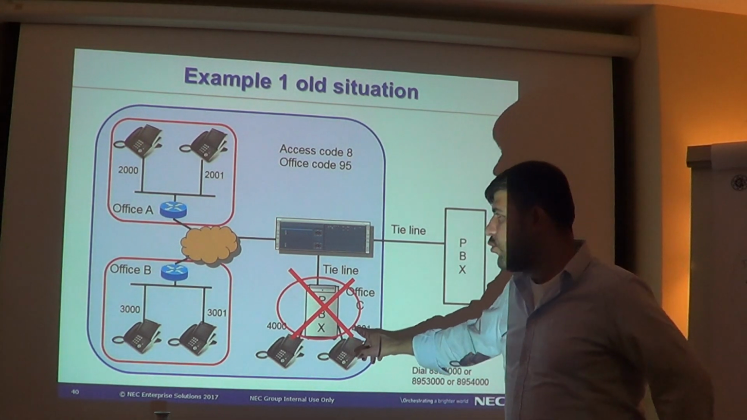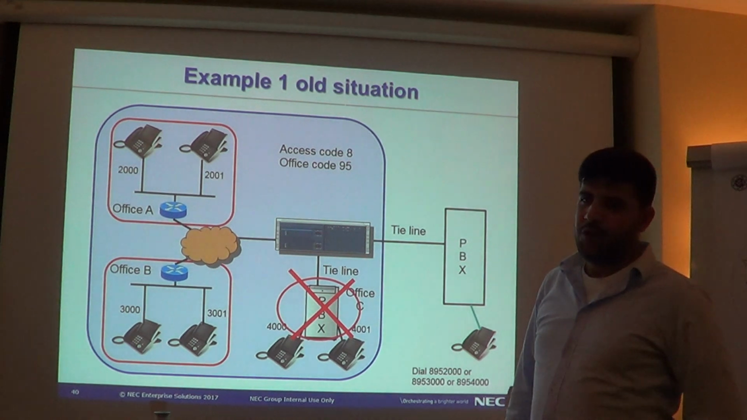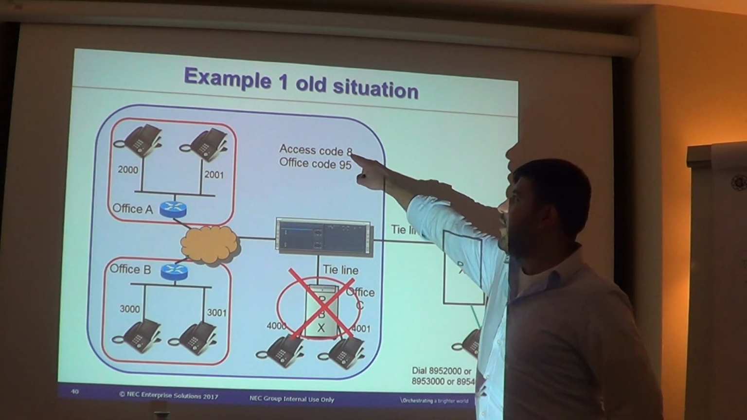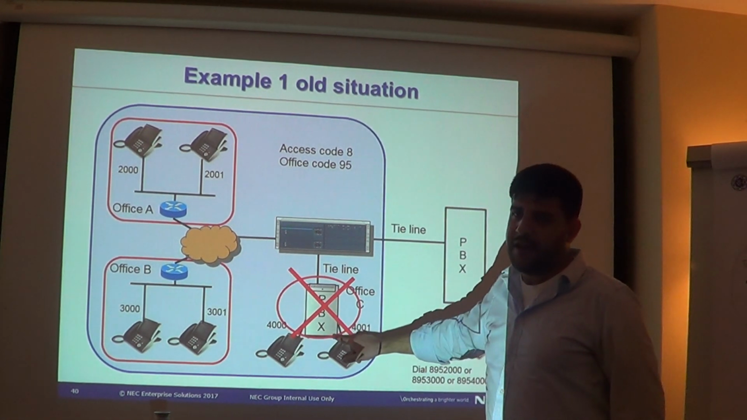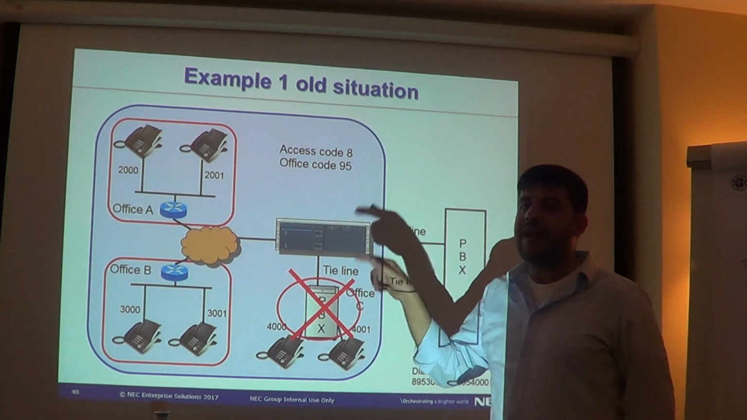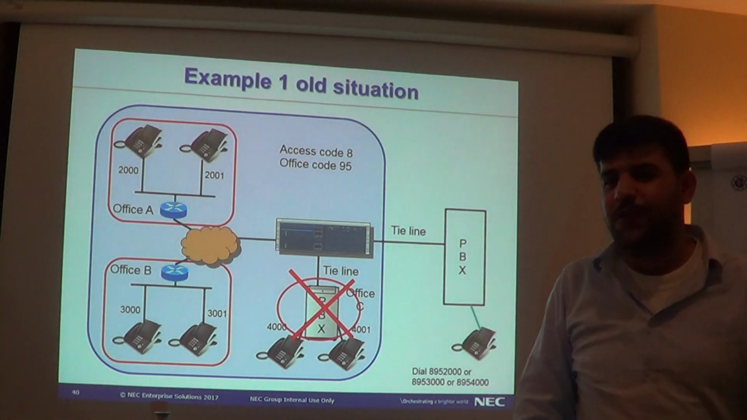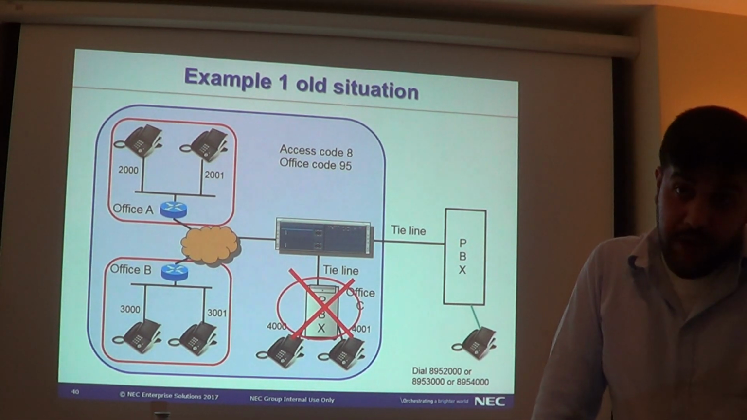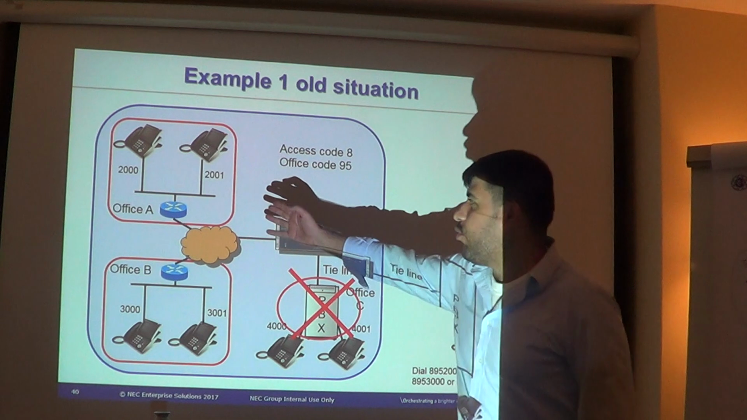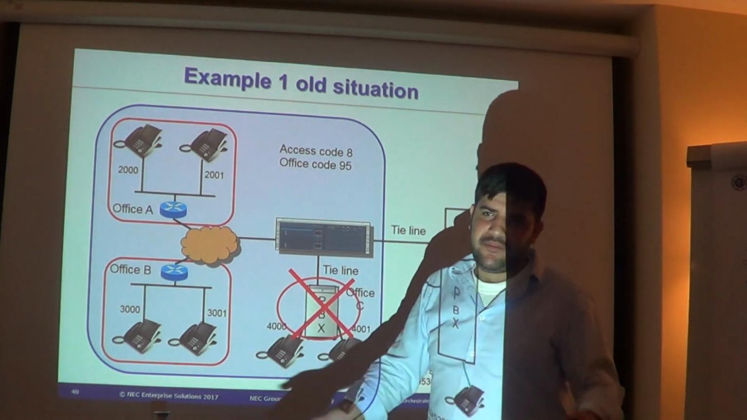Here, with this system, how can you reach it without an access code? You assign in your office data that 8 is my access code to go to this area. So I have to dial 895 to reach this BBS. This was your own access code. What you said is completely right. If I want to call from 2000 to 3001, just dial it.